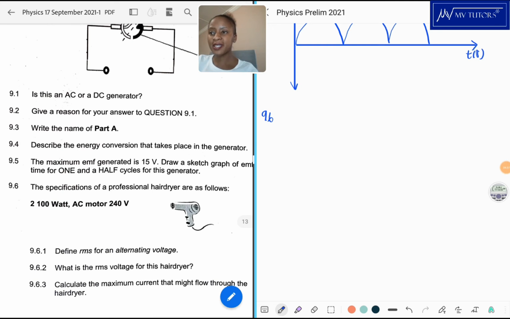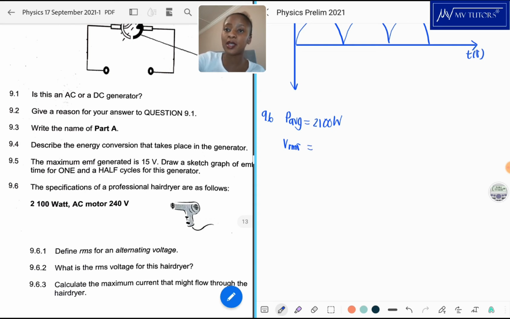Okay, so 9.6, the specifications of a professional hair dryer are as follows. Your power rating is 2100 watt, and the AC motor is 240 volts. I'm just going to write those down. Whenever you see this power that they give you, it's actually the average power. Make a note for yourself that it is the average power, and the voltage that they give you is actually the RMS voltage.